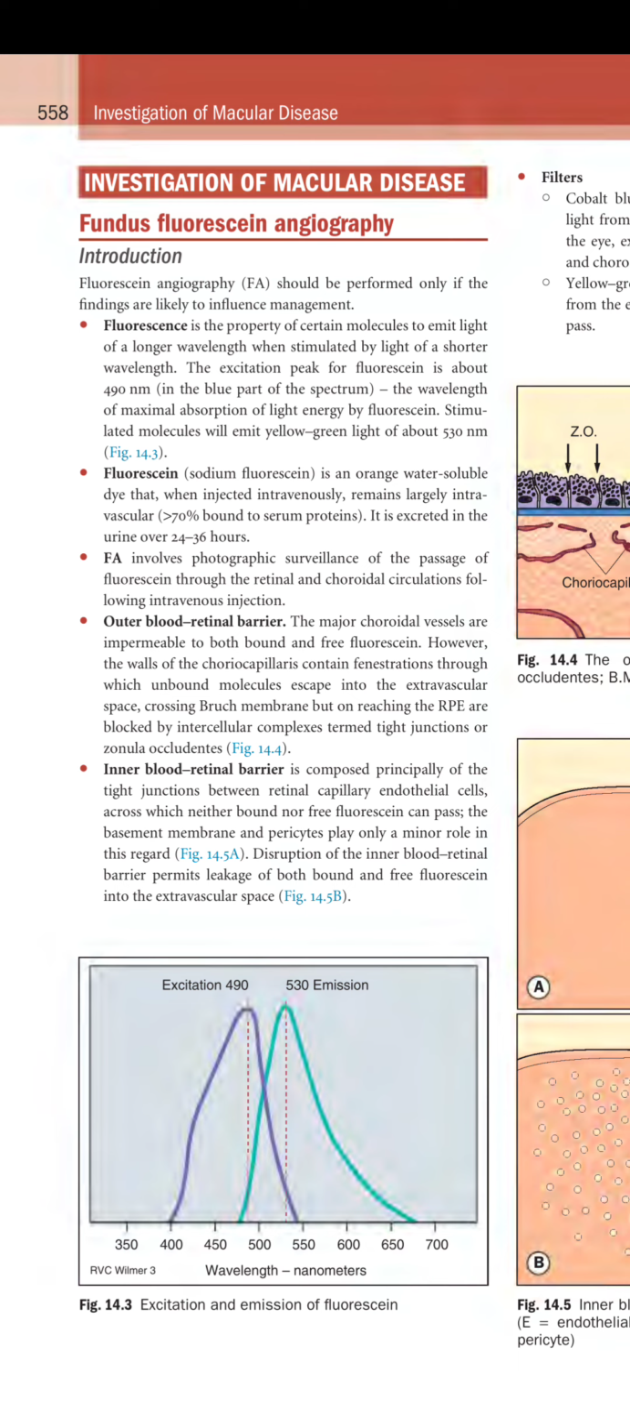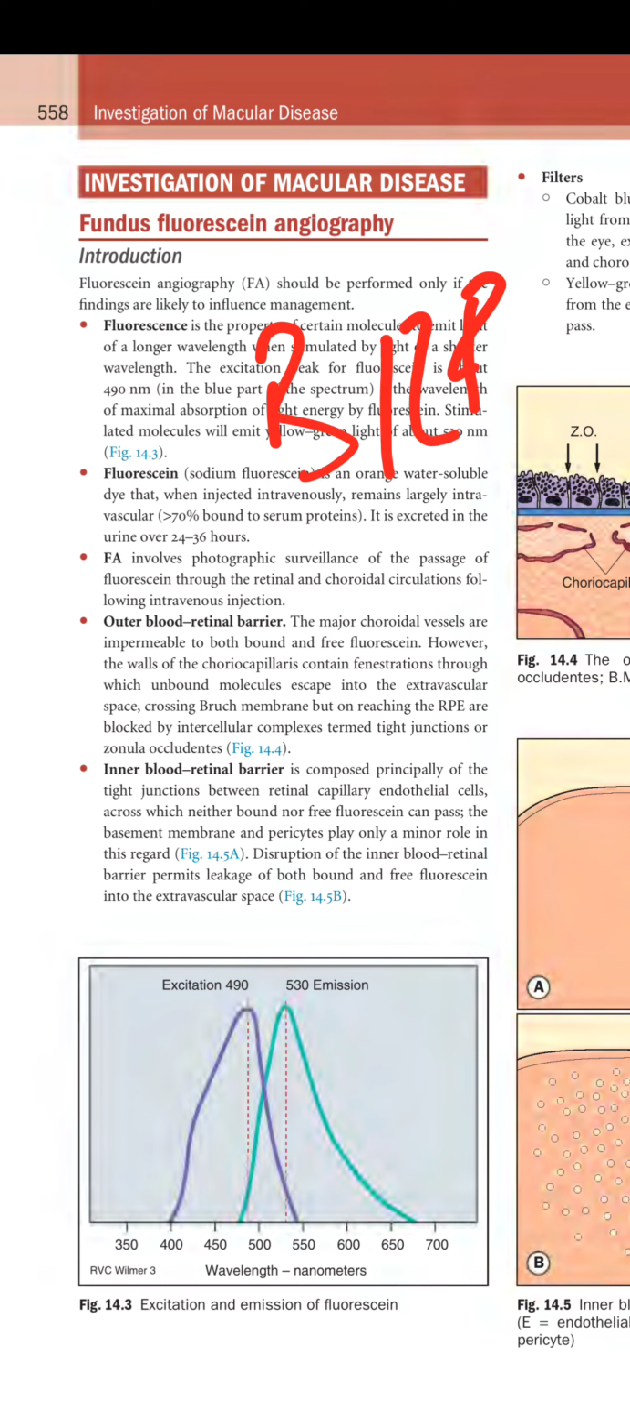However, the walls of the choriocapillaris contain fenestrations through which the unbound molecules escape into the extravascular space, crossing Bruch's membrane, but on reaching the RPE they are blocked by the intercellular complexes termed tight junctions or zonula occludens. So what happens is that we have two types of blood retinal barrier.